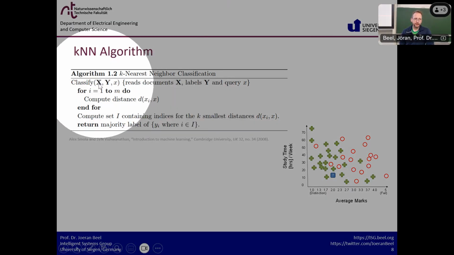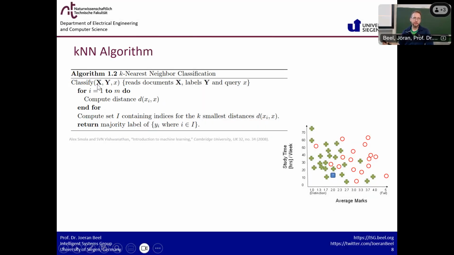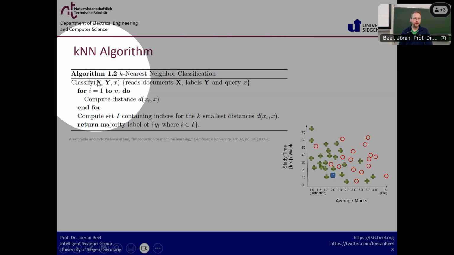X, capital X, is a collection of documents. It's written as capital because it's a collection, and it's bold because it's a collection of vectors. Each document is an entity, an instance, and each instance is represented as a vector, whereas each vector is a feature dimension. So you have the documents, you have the labels.